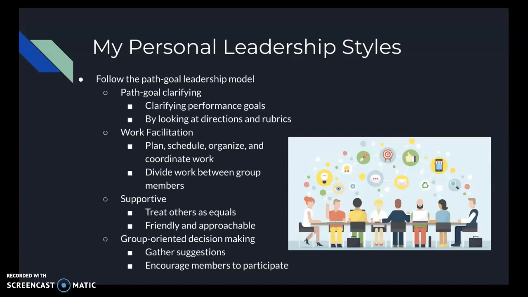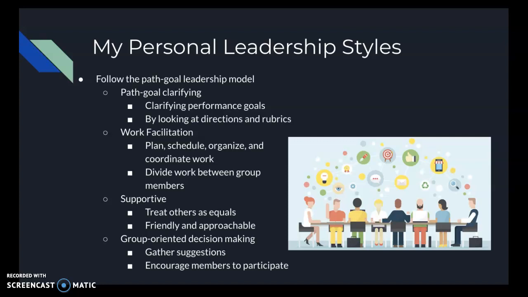And then work facilitation, I like to plan, schedule, organize, and coordinate the work. So I try and help divide work between group members equally, which is where the supportive portion comes in. I like to treat everyone equal and make sure we all have the same amount of work, so nobody is doing more or less than the other, which helps me to be friendly and approachable. And with group-oriented decision-making, I like to gather suggestions from everyone and encourage group members to participate and really work together to come out with the best outcome for our project.